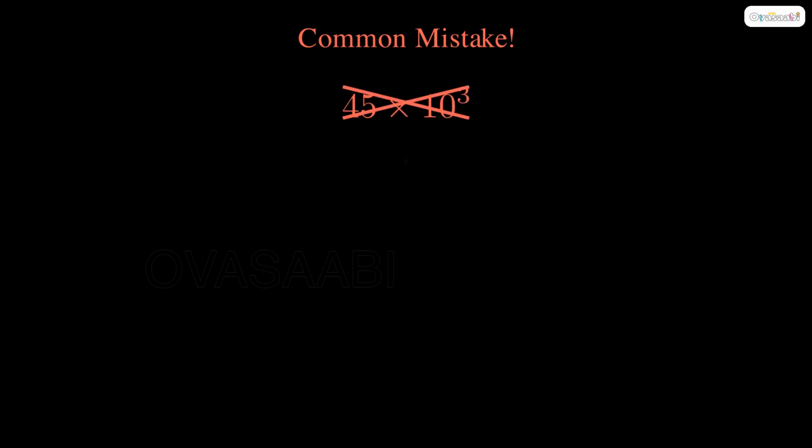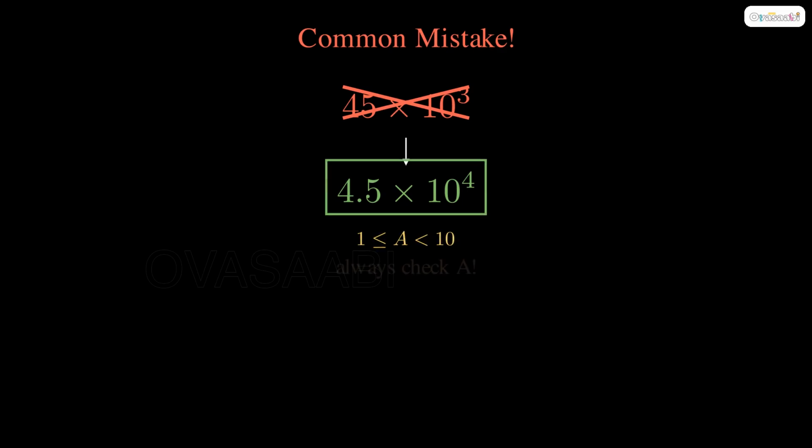Common mistake: many students write 45 times 10 to the 3. This is wrong because a must be less than 10. Always check, is your a between 1 and 10?